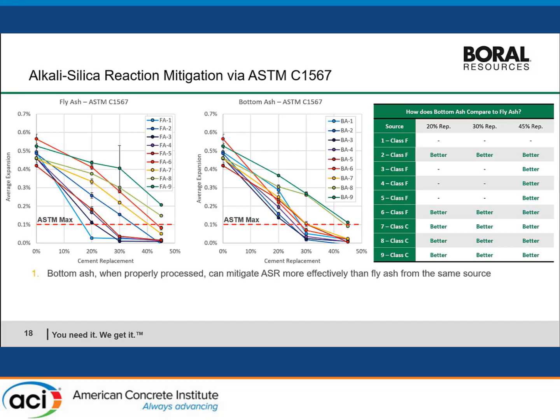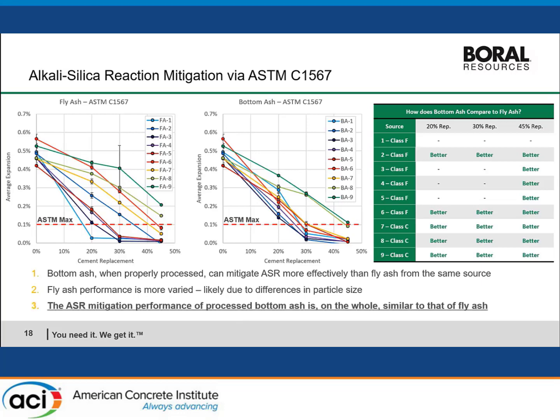So what can we take away from this? Well, we can see that bottom ash, when properly processed, does have the ability to mitigate ASR. And in some situations, it mitigates ASR better than fly ash. Additionally, something interesting to note is that the performance of the fly ash, at least in this study, is a little bit more broad. It's a little more spread out. The bottom ash looks like it has a little bit of a tighter distribution of its data.